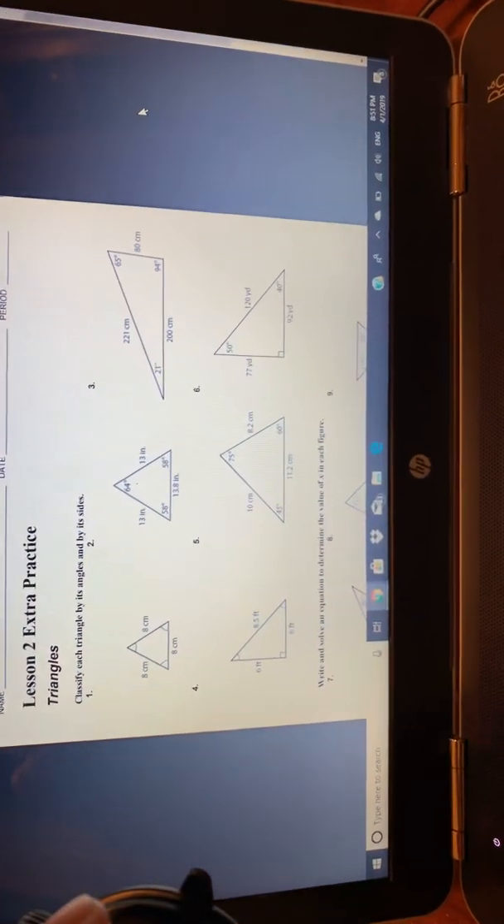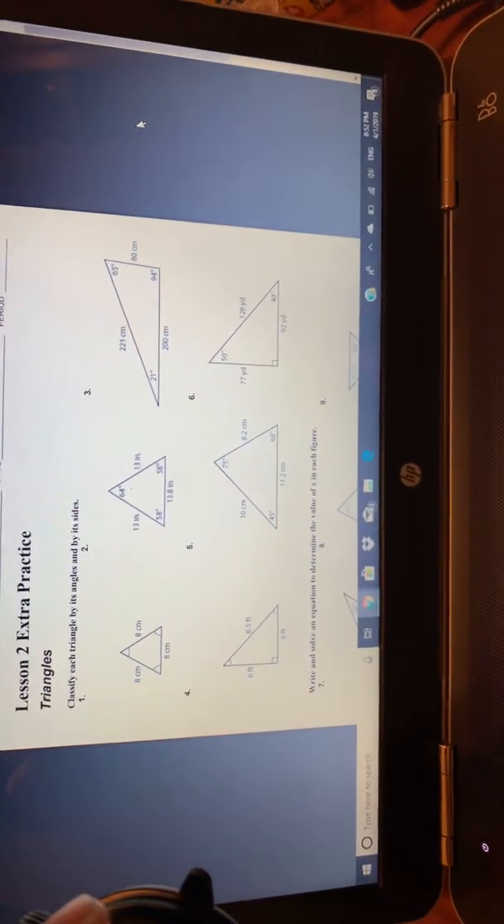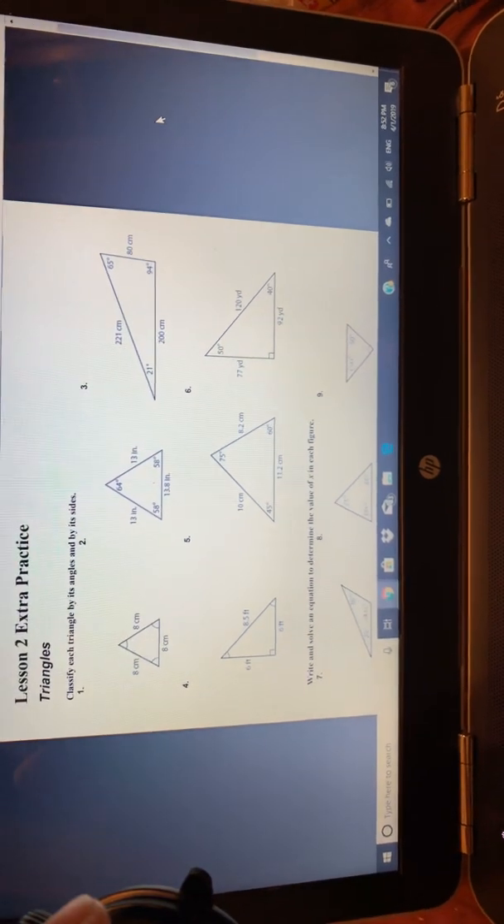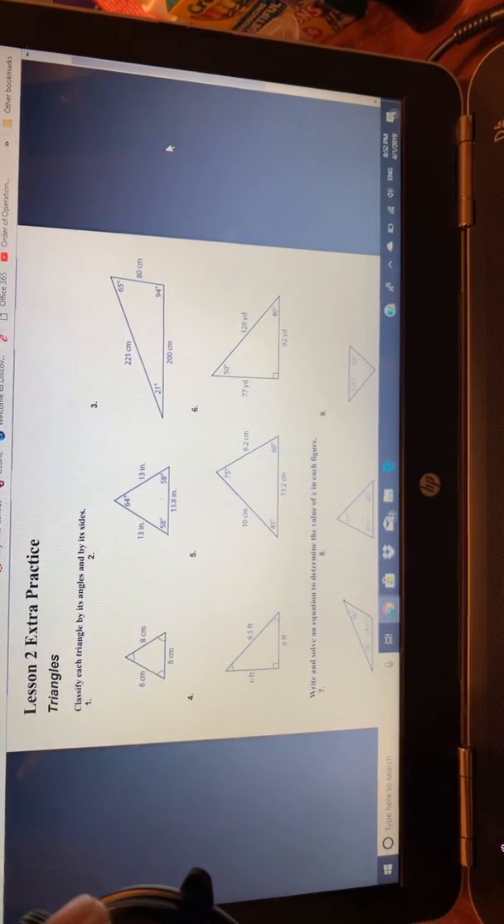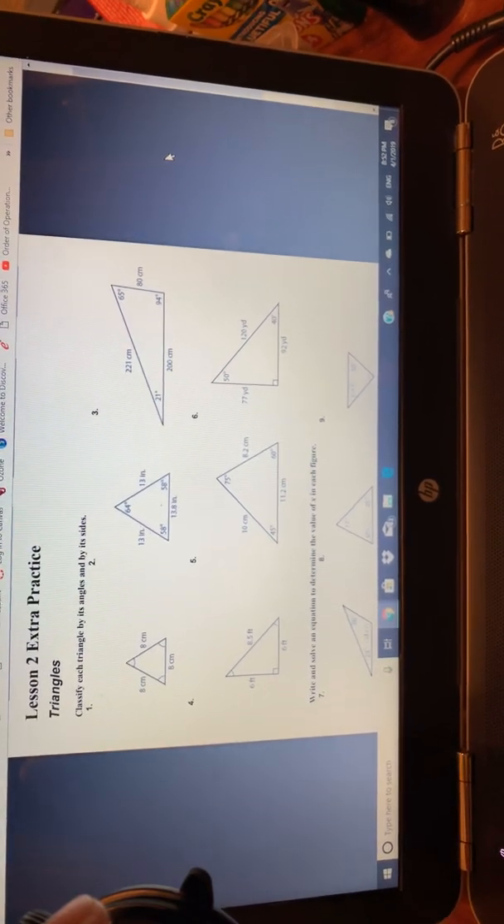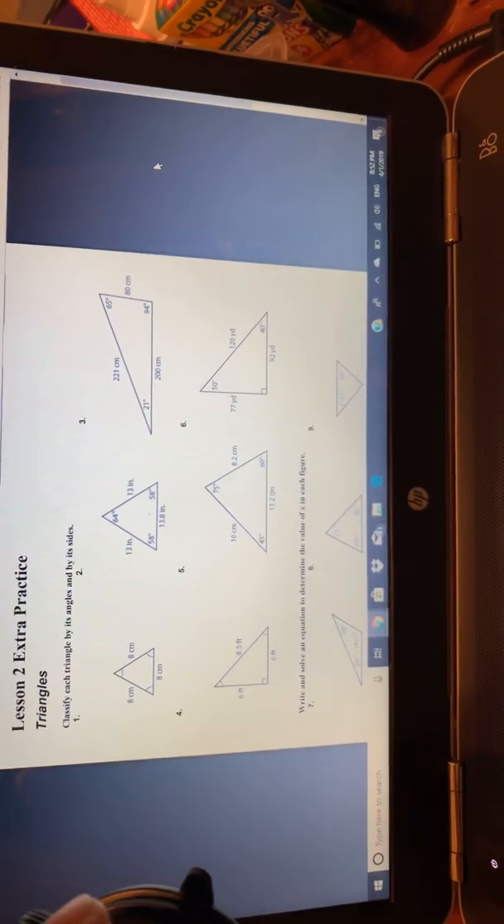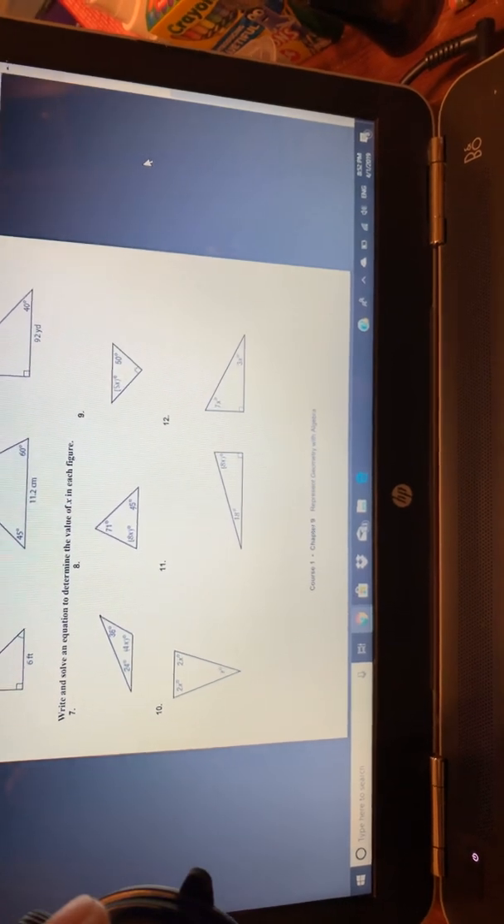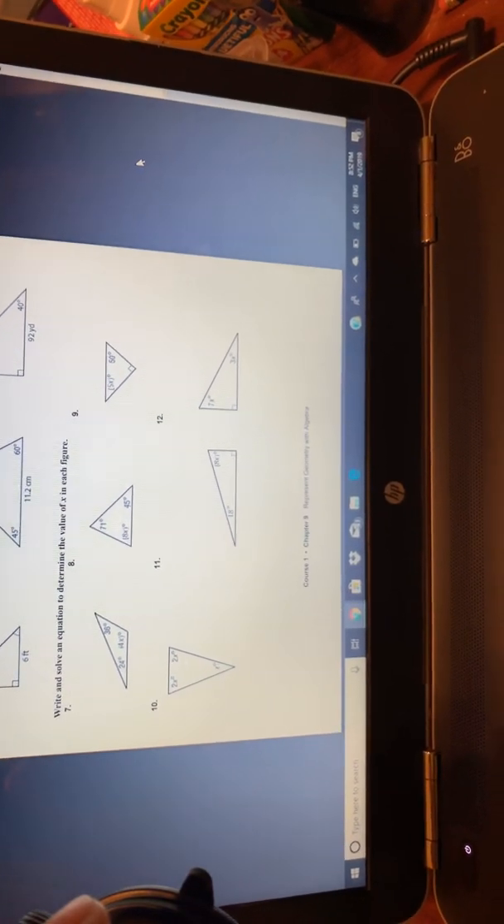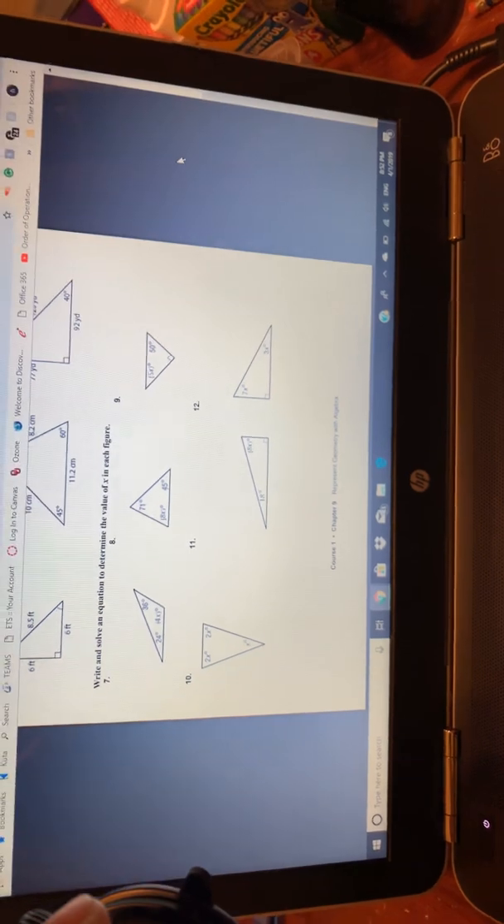So you had the lesson 2 extra practice, and the top part, you know that you had to classify by the lengths of the sides and by the size of the angles. So you should have 2 answers for each of those. The bottom part, this was the part that I wanted to make sure that you are clear on.